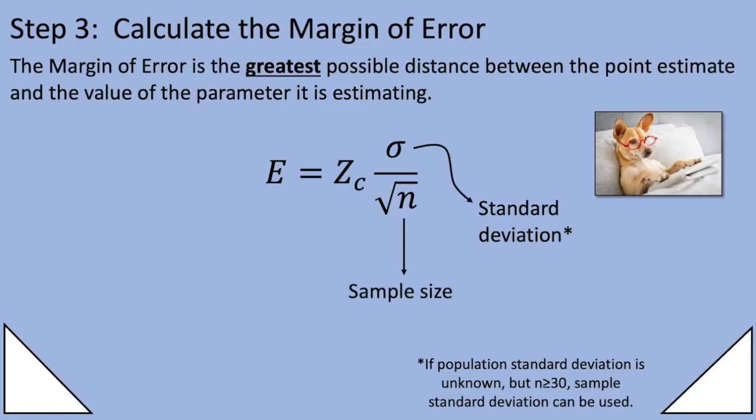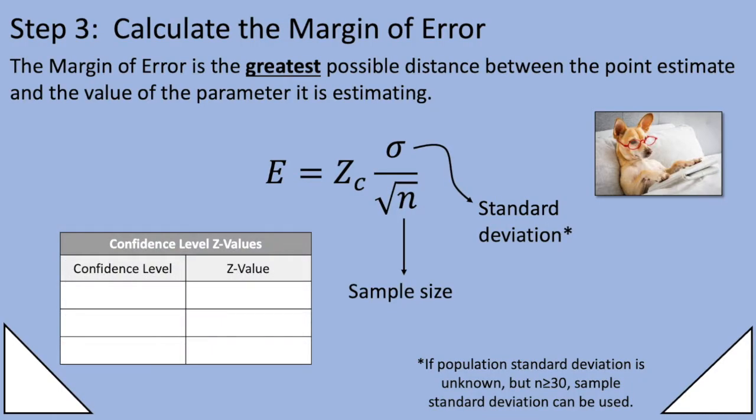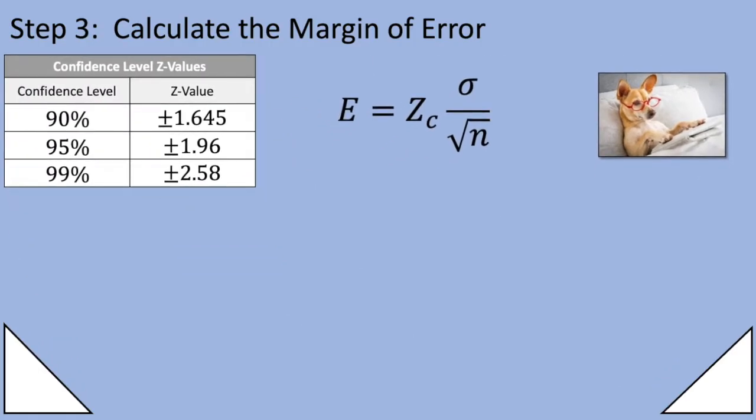So n is the sample size, and then there's this Z sub C. What is that? That's called Z values for the confidence level. So for confidence level 90%, our Z value is plus or minus 1.645. For a confidence level of 95%, our Z value is plus or minus 1.96. And for a confidence level of 99%, our Z value is plus or minus 2.58. If you forget these Z values, you can always figure them out again, and I'll show you how.